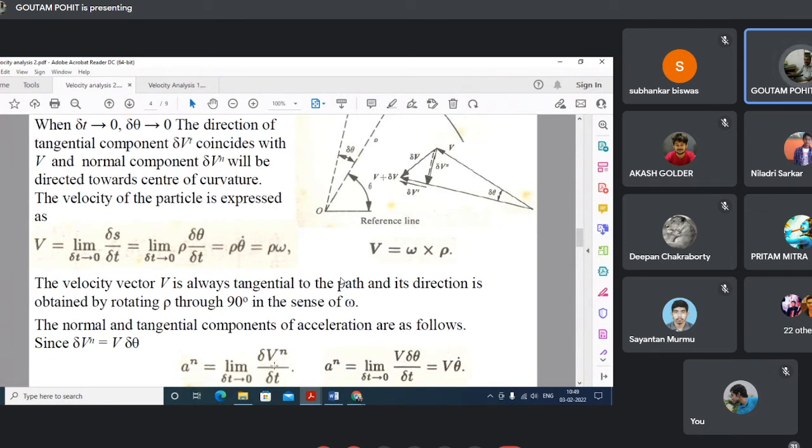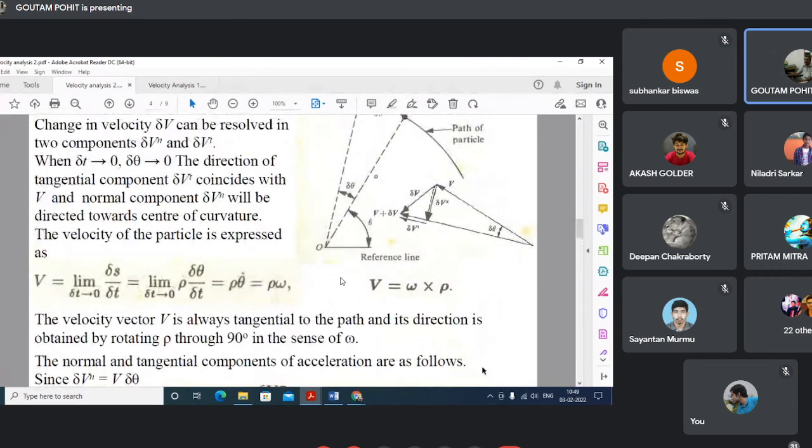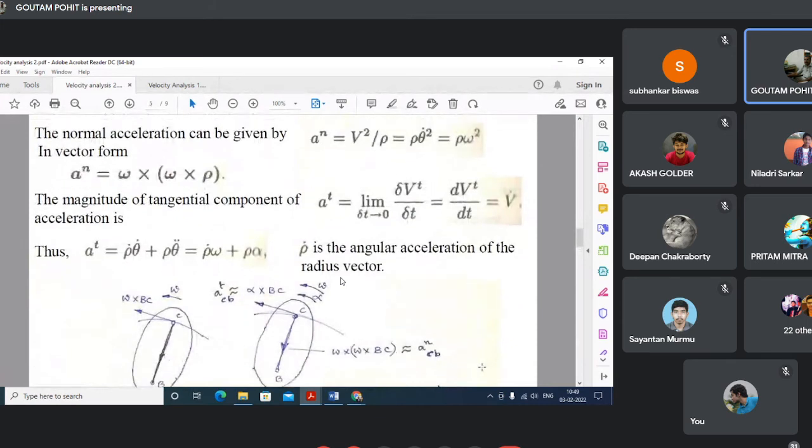This is the normal component because it has two components, del Vn and del Vt. So del Vn by del t, with the limit, if I take it, I'll get the normal component, which will be equal to v into theta dot ultimately. In vector terms, we can represent the normal component as omega cross omega into rho, omega cross rho. And what will be the tangential component?